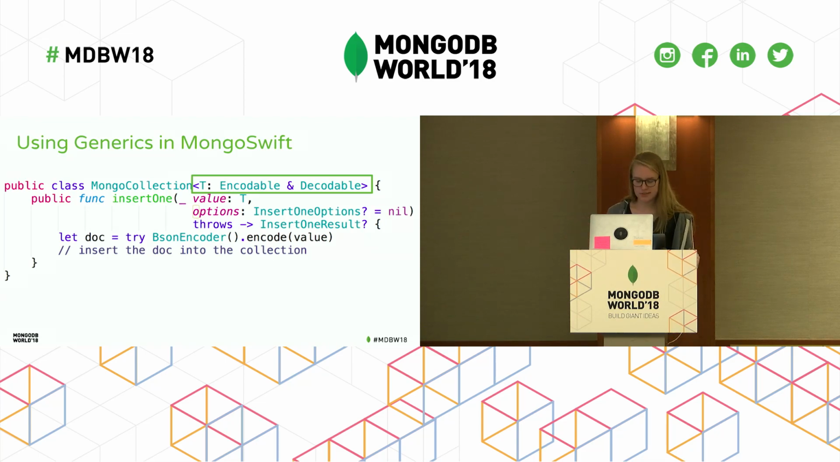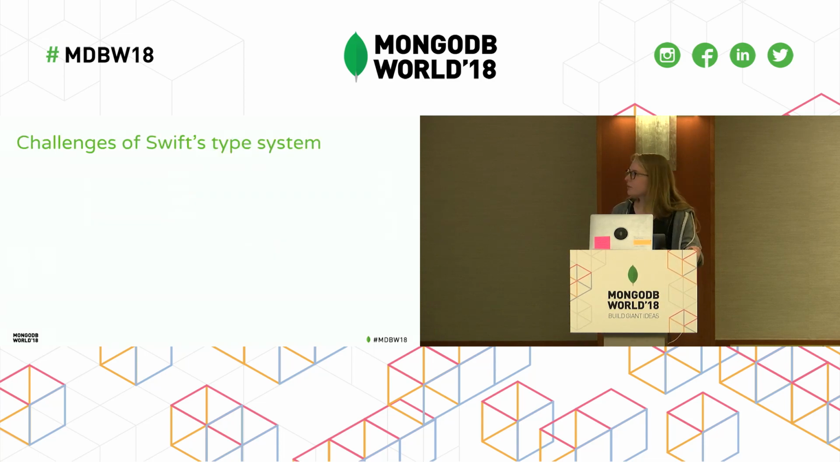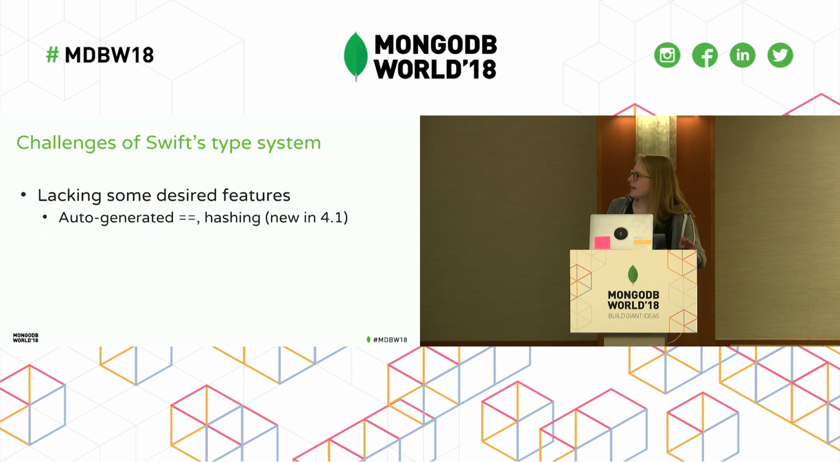You can work with your own types. Of course, there are still some challenges of working with Swift's type system. My biggest complaint at first, well, most of my complaints stem from the fact that it's still really new. Like there's some things that seem like they should exist, but don't. For example, when I first started using Swift, there's no way to get an auto-generated equality method or hash method.